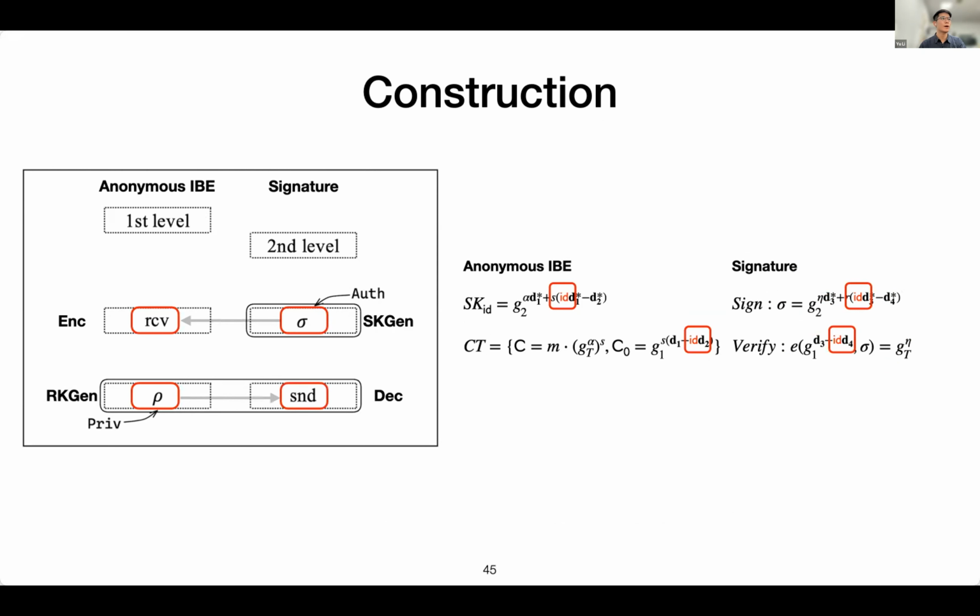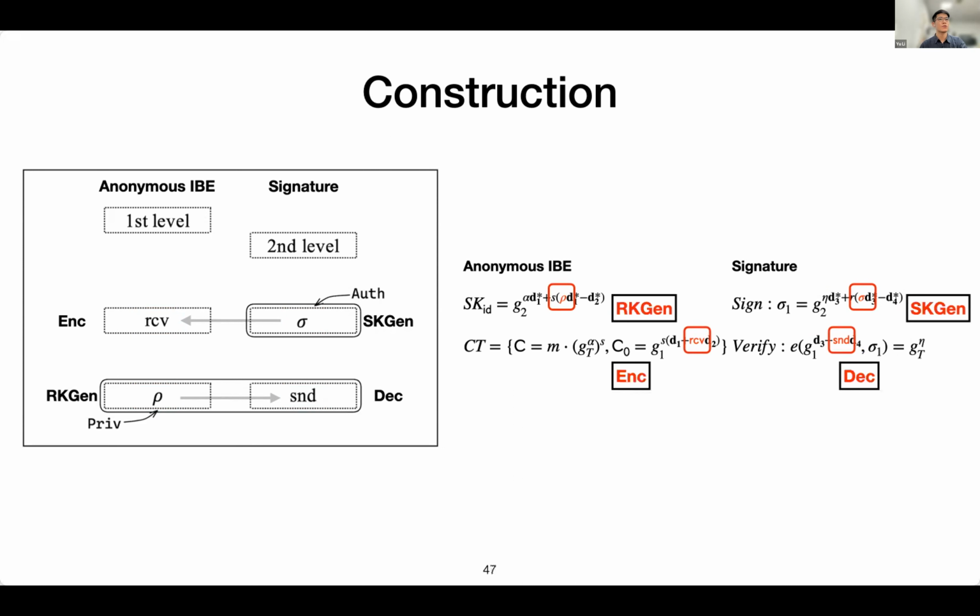Next, we have to decide where to put our four identities. According to this two-level construction, rho and RCV must be embedded in SK and CT respectively in AIBE, and sigma and SND must be embedded in sign and verify in the signature. So we consider SK and Enc in IBE as our RK and Enc in IBME, sign in signature as SK in IBME, and decrypt in AIBE and verify in signature together as the decryption algorithm in IBME.